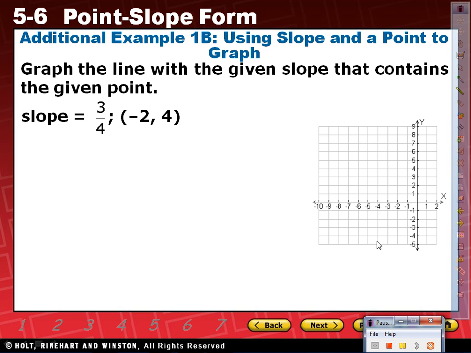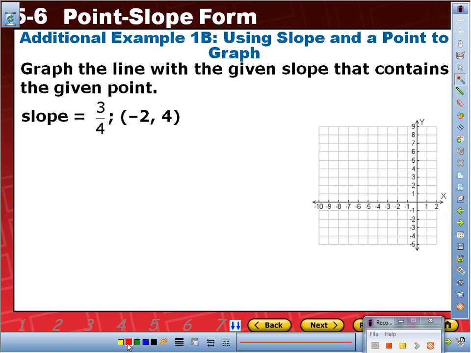All right. Let's do this one together. Here we go. Our first step, we need to plot our point. Is that correct? Yeah. All right, so our point is -2, 4. -2, 4 is right there. There it is. Okay? Next, step 2, use the slope to plot points.